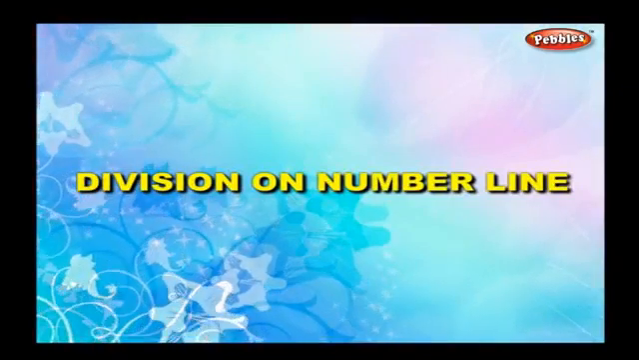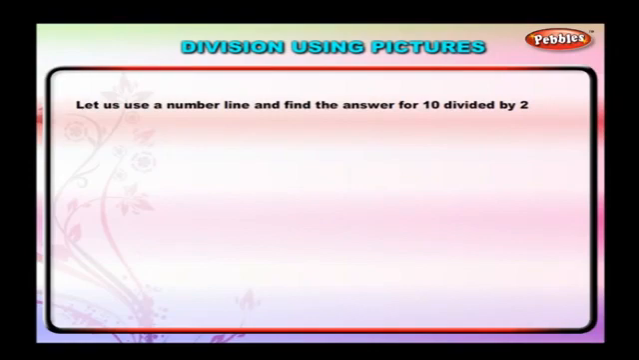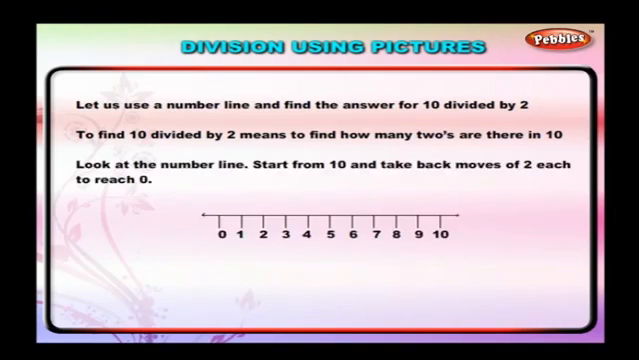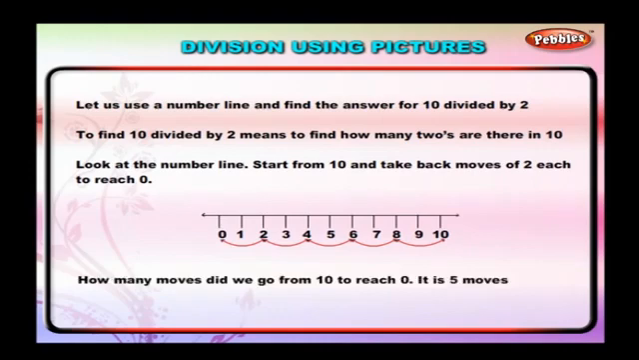Division on number line. Let us use a number line and find the answer for 10 divided by 2. To find 10 divided by 2 means to find how many 2's are there in 10. Look at the number line. Start from 10 and take back moves of 2 each to reach 0. How many moves did we go from 10 to reach 0? It is 5 moves. Hence, 10 divided by 2 is equal to 5.